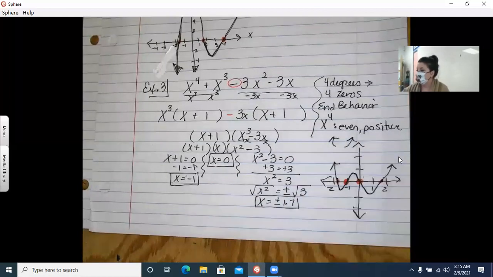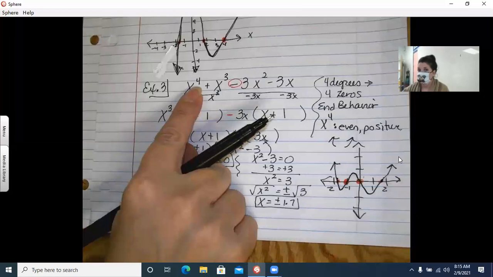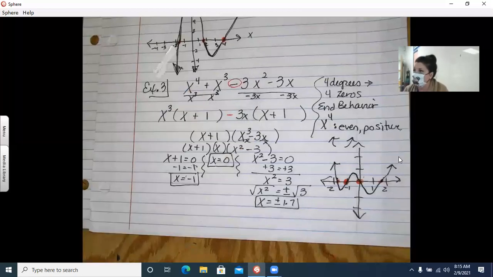I could have a maximum of 3 curves because it's 1 less than the number of degrees. I had 1, 2, 3 curves, no more, right? Maximum of 3. Doesn't mean you're going to have 3.